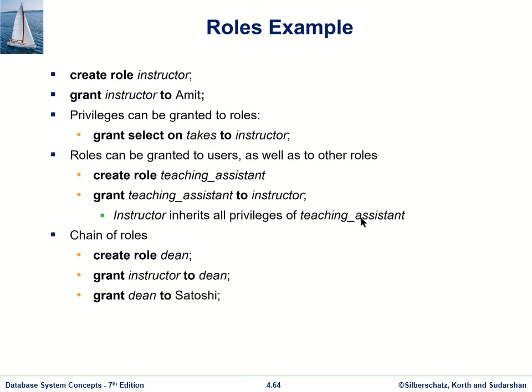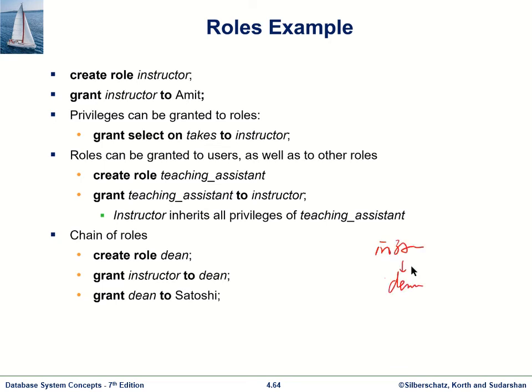And then we can also create a chain of roles. Let's look at this example. Create a role dean, and then we grant instructor to dean. So dean is also an instructor. Okay? Dean is also instructors. So we have instructor, and then we have dean.